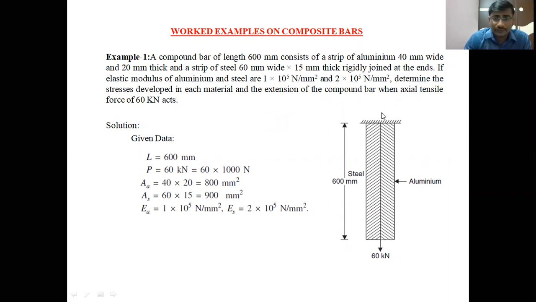Let us go to solve these types of problems. How many equations are required? We require two equations. One equation is the equilibrium equation, and another is the compatibility equation. How to write the equilibrium equation for this?